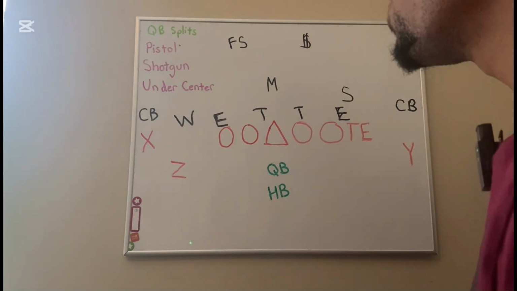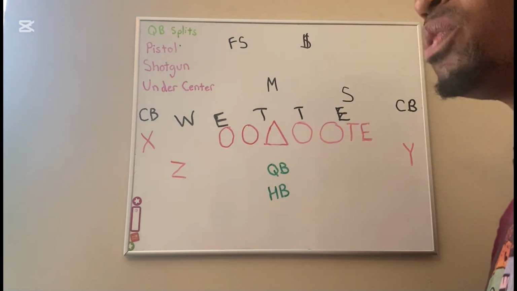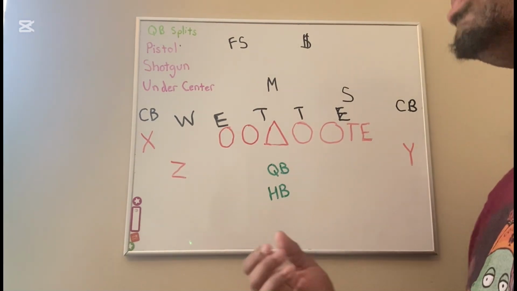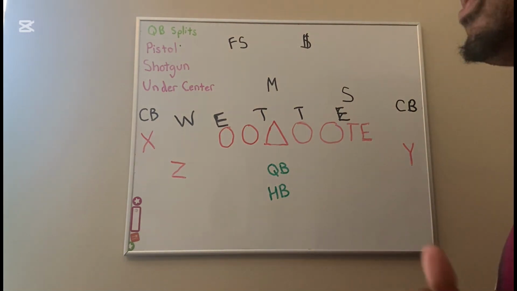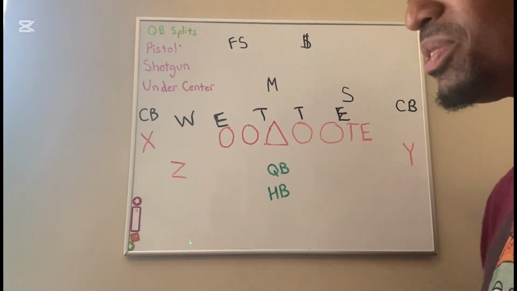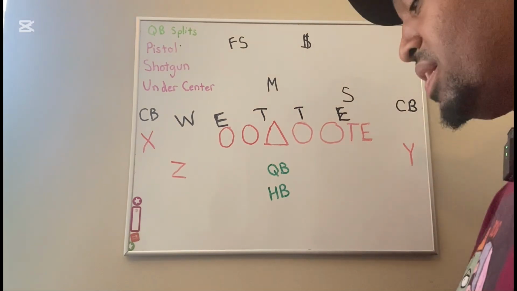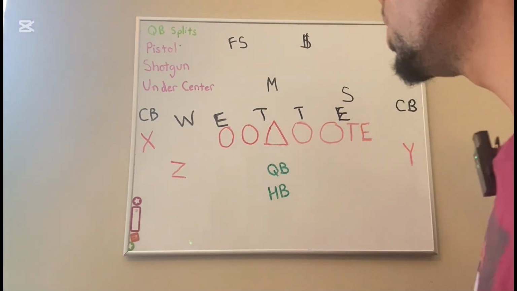And what I mean by that, when you're in shotgun, there's more protection for the quarterback. When you're under center, that's usually a run-heavy team, and it also gives more play action, which is something that we'll get into as well. But better play action plays for the offense as well.